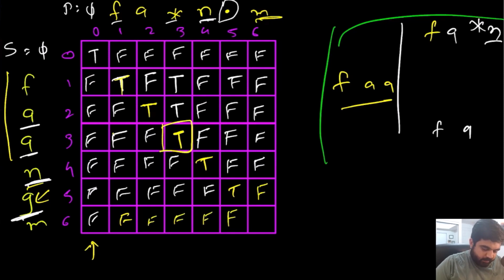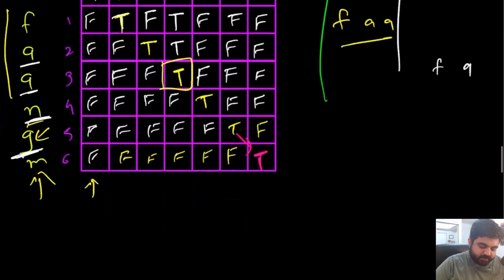And this is also going to be false. Now we are at this last position. This M is a match with this M, so because this is a match, we are going to take its diagonal value, and the diagonal value in this case is true, so we are going to take this value as true.